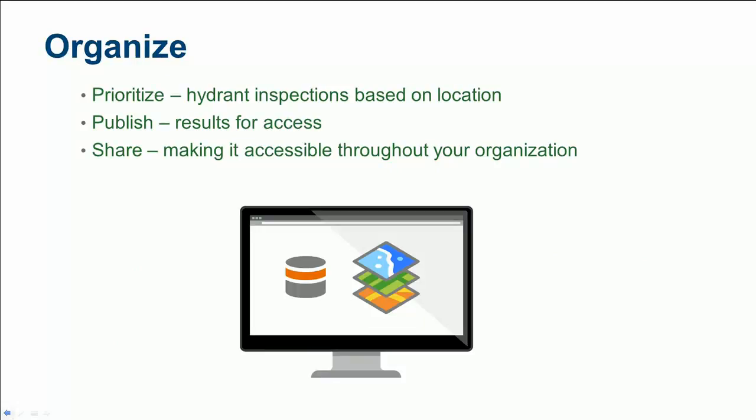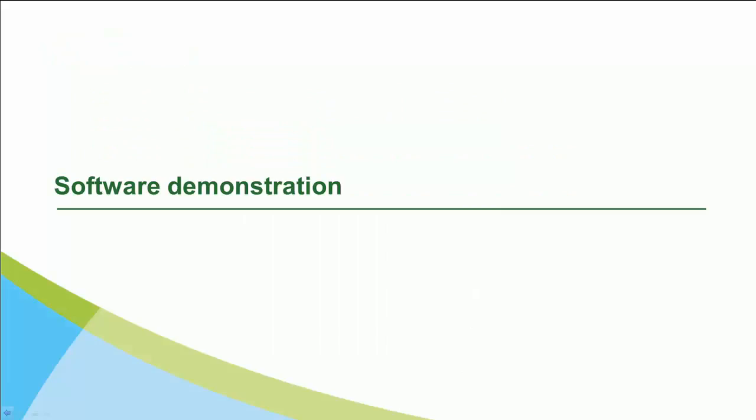Organizing data is broken down into 3 tasks: prioritize, publish, and share. For hydrant inspections, we prioritize by identifying the hydrants that need to be inspected based off of their geographic location. We then publish the results to our organizational site and share that content with specific users within our organization. So rather than talk about this, I'm going to turn it over to Claire to demonstrate how to accomplish these tasks. Claire?